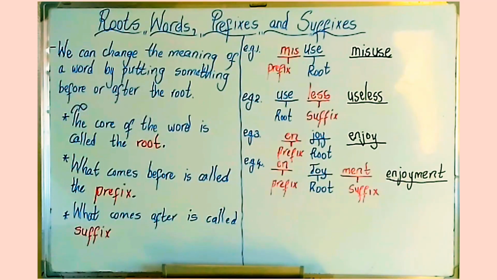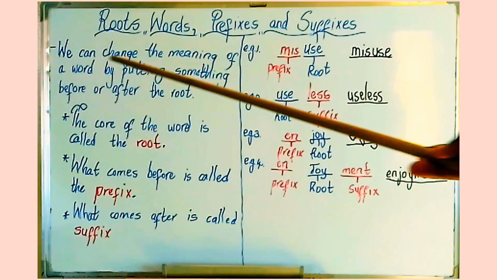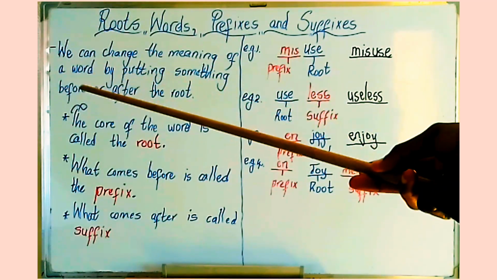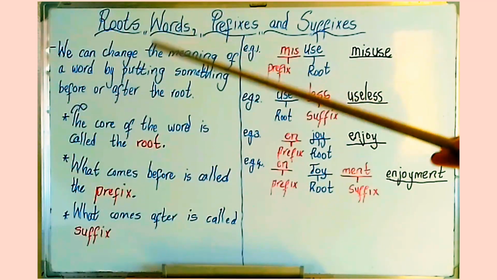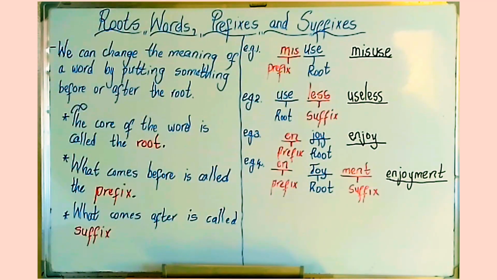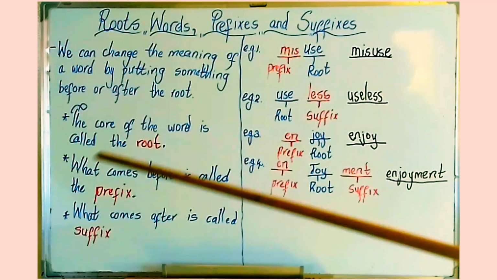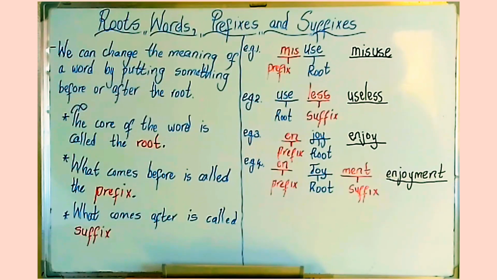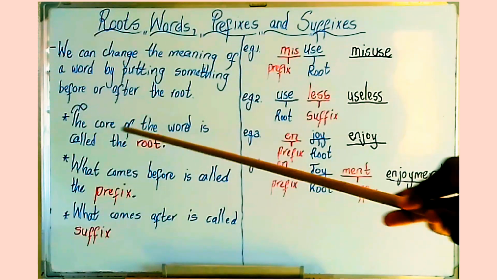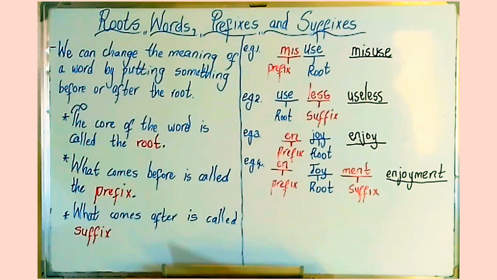So here are the characteristics. We can change the meaning of a word by putting something before or after the root. So we have a root, which is an original word. When you put something in front of the root, we can change the meaning of the word, as well as when you put something at the back of the root, the meaning of the word changes. The core of the word is called the root. So the original word itself is called the root.